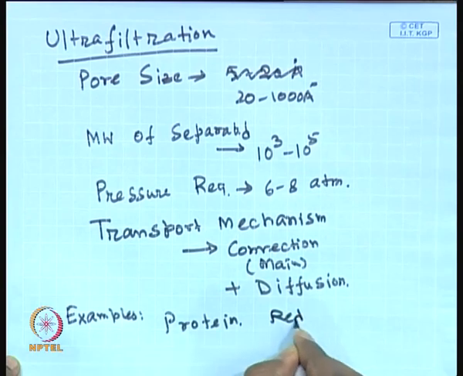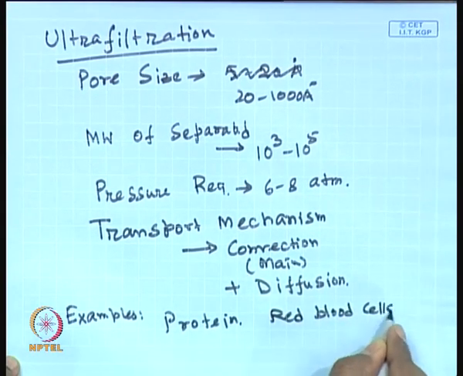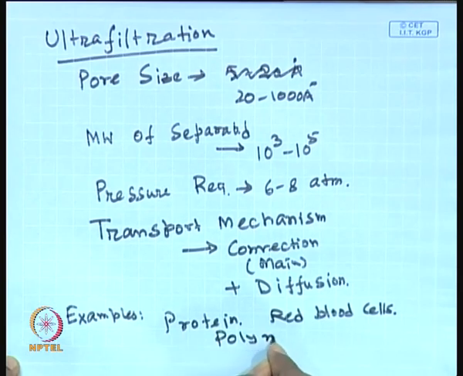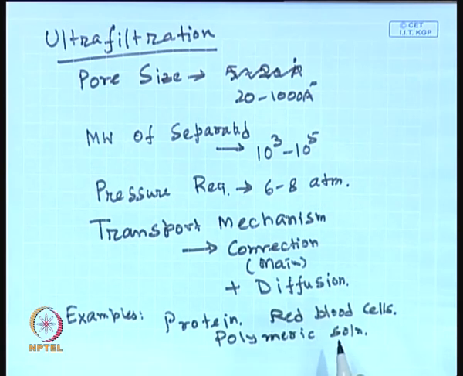One can fractionate it. Suppose you have two solutes, one with a molecular weight of, let's say, 60,000, and another with a molecular weight around 7,000. Then you can select a particular membrane, let's say 40,000 or 30,000 cutoff, that will retain the higher molecular weight solute on the upstream side and allow the lower molecular weight solute to pass to the downstream side. So, it can be utilized for fractionation. So, protein separation, purification and fractionation, red blood cells, and separation and purification of polymeric solutions can be done under the ultrafiltration process.